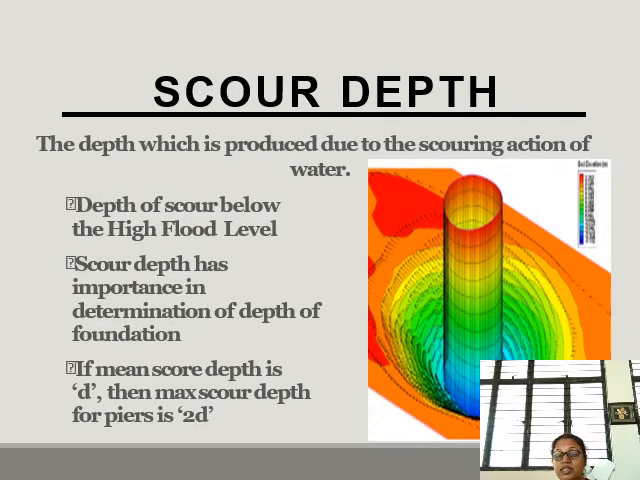Then scour depth. We need to know the depth which is produced by the scouring action of water. Whenever there is an increase in the water current, there will be more scouring action. So we need to find out the depth of the scour below the high flood level because it is very important. The scour depth is used for the determination of the depth of the foundation, how deep we need to provide the foundation.